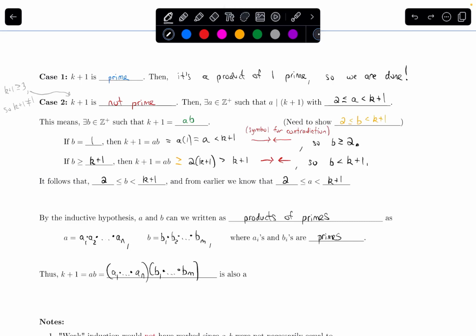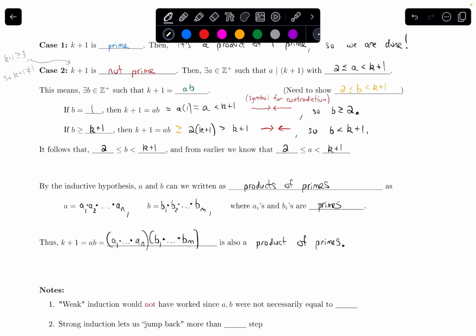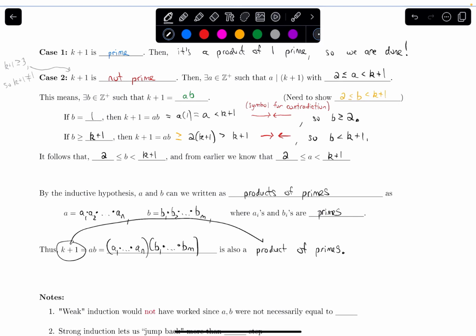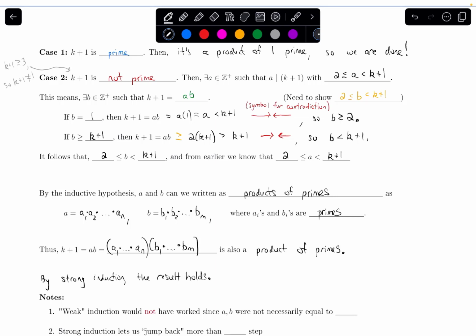Okay, so what I have now is k plus 1 ends up being this set of primes multiplied by this set of primes. So overall, that is also a product of primes. Okay, and that is exactly what I wanted to get at the end, that k plus 1 is a product of primes. That completes the inductive step, and I'm ready to state the final conclusion, which is, by strong induction, the result that we were hoping to show holds. The result holds. Okay, and that completes the proof.